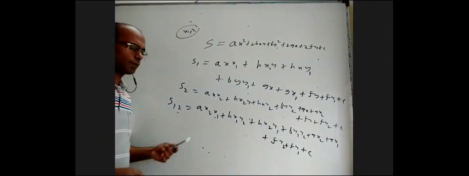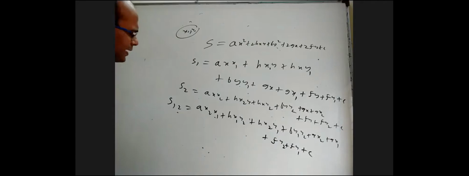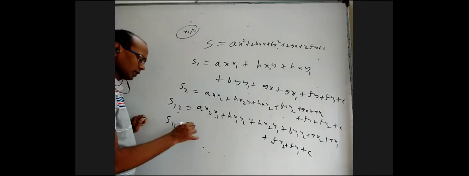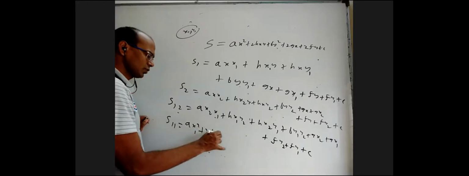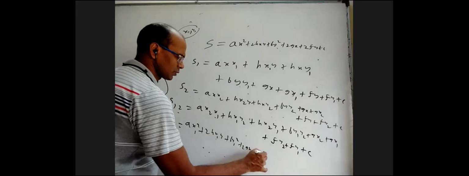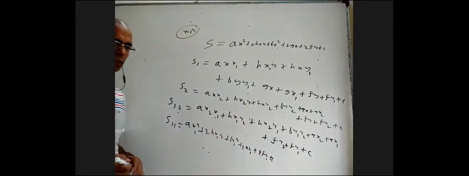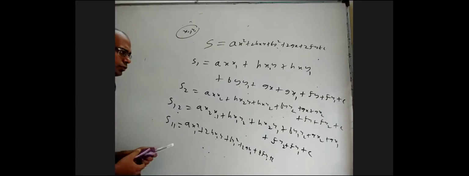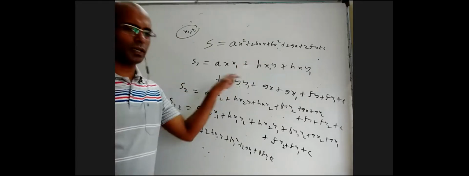Okay, that is S12. S11 means substituting x1 y1 completely. Ax1 square plus 2h x1 y1 plus by1 square plus 2gx1 plus 2fy1 plus c. Okay. So this is some notation which will help us. In circles we don't need this xy term part, so it is easier.